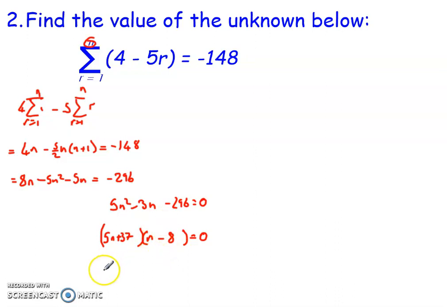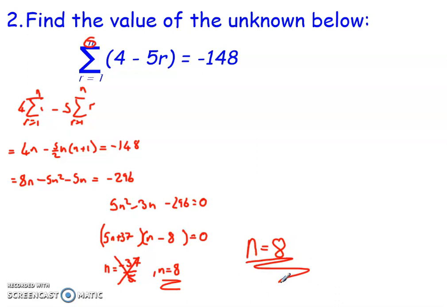So if I solve these two, I get n equals negative 37 over 5, and I get n equals 8. Well, it's pretty elementary in this one. I know it's a negative one here. I can't have a negative number of terms. That goes, and I can focus on that. So for this to work, I know that n has to equal 8. That's the solution I want, and that's the solution I'm going to take.